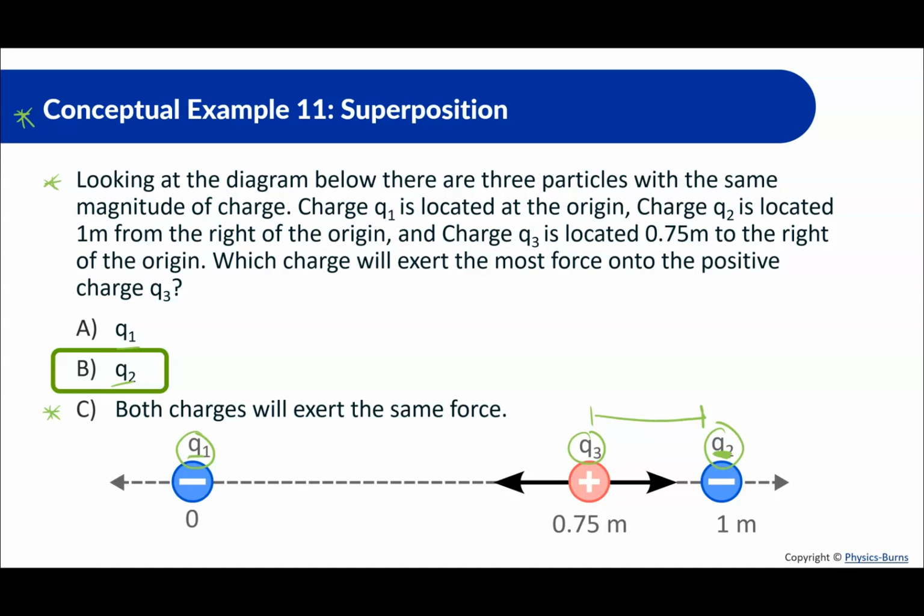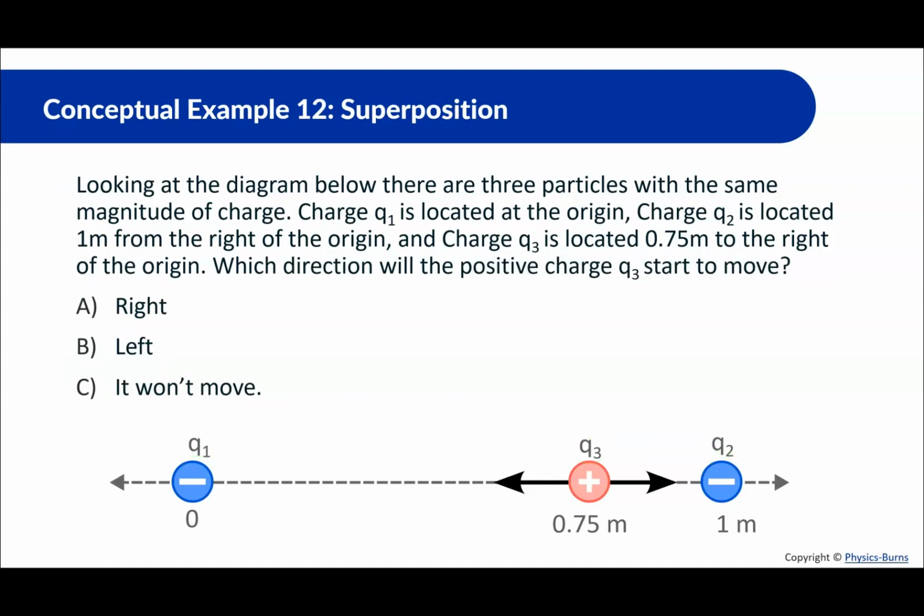Okay, moving on. Looking at the diagram below, there are 3 particles with the same magnitude of charge. Charge Q1 is located at the origin. Charge Q2 is located 1 meter to the right of the origin. Charge Q3 is located 0.75 meters to the right of the origin. Which direction will the positive charge Q3 start to move? Okay, so we're wondering which way this is going to start to move.